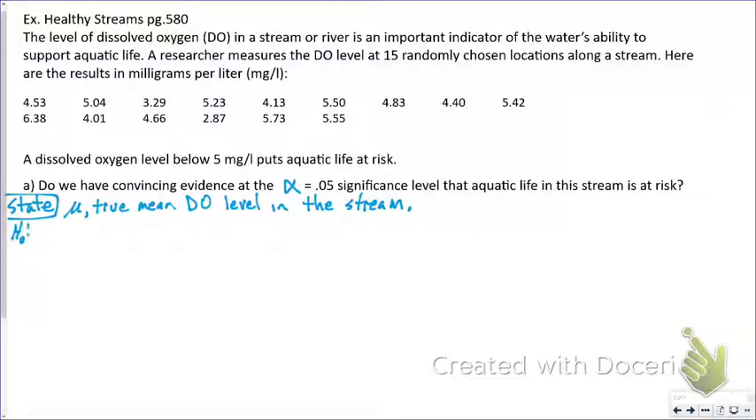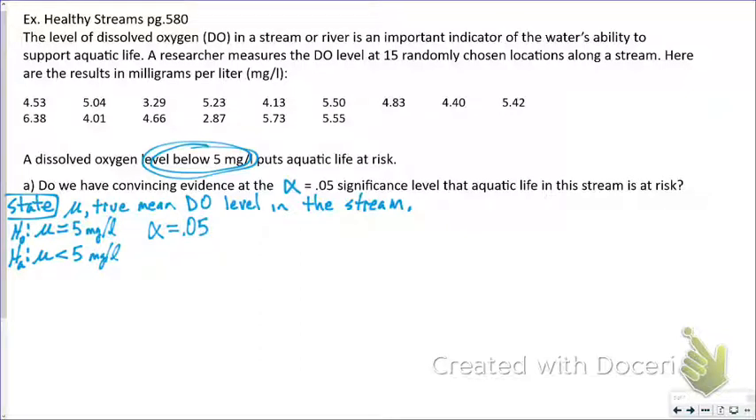H0, HA, we are looking at means. So we say the mean is equal to the value in question, and it's written right here. It looks like 5 milligrams per liter is that make or break value. So we're hoping it's 5 mg or higher. But we're worried about the aquatic life being in danger, so we're going to test to see if it's too low. The problem tells us that alpha is 0.5.